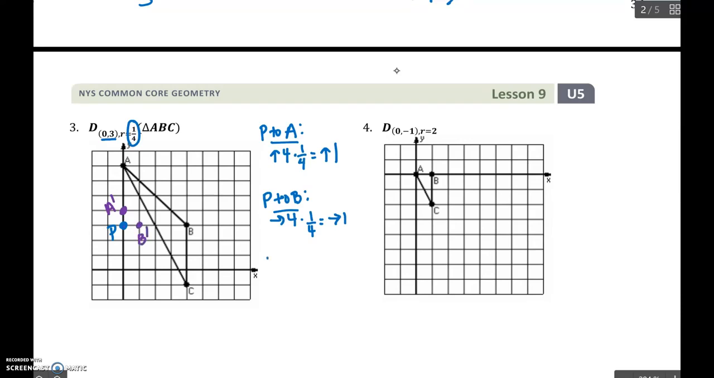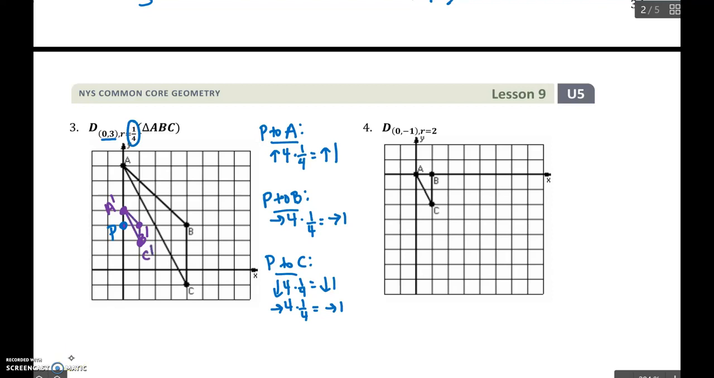And then the same thing to get from P to C. We have to go right 2, 3, 4 and down 2, 3, 4. So we're doing both, down 4 and right 4, and multiplying each of those counts by 1/4, and then ending up only going down 1 and right 1. So we're going back to the center of dilation to begin counting, and we're going right 1 and down 1, which will put our C prime here.